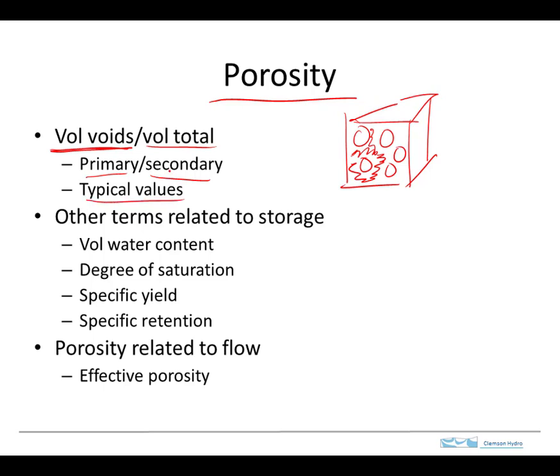We'll look at typical values of porosity, and then other terms that are related to storage that are somewhat related to porosity, but since we've defined porosity here, these will be terms that have a different definition than this. And here are some of the important ones: the volumetric water content, degree of saturation, specific yield, and retention. And then we'll also look at a porosity that's related to the flow. This is called the effective porosity. This relates the flux to the average velocity through porous media.